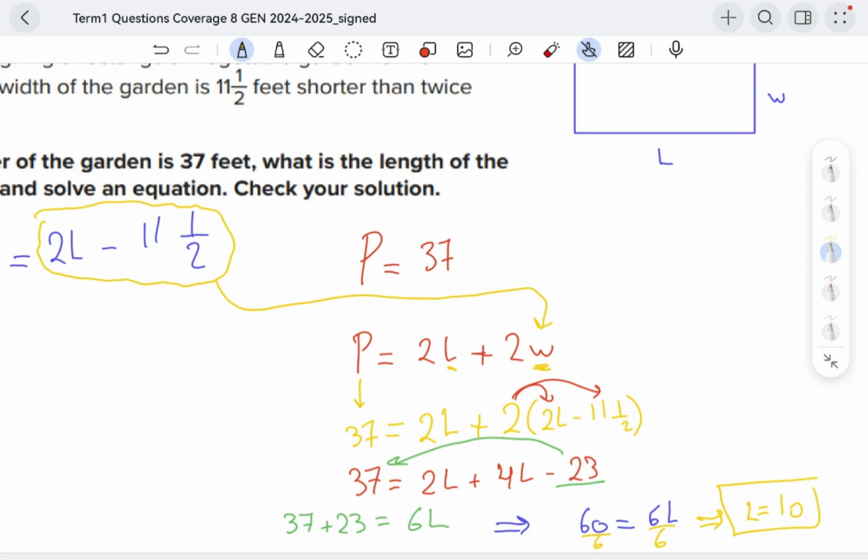So this is the length. And if the question asks us to find the width, we're going to substitute in this equation 2 times L. 2 times 10 is 20. 20 minus 11.5 is 8.5.